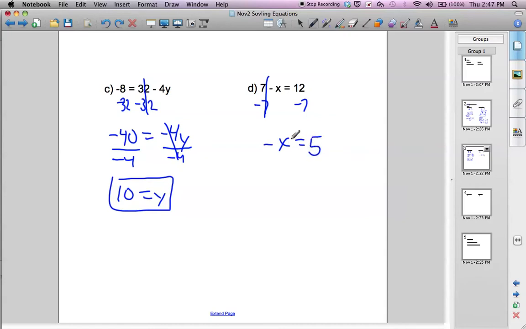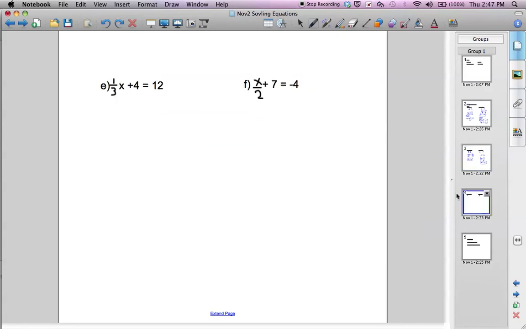There's two ways to think about it. You can think of this as the opposite of x equals 5, so x has to equal negative 5. Or you could think of this as negative 1x equals 5, so you divide by negative 1. And you get x equals negative 5 as your solution.